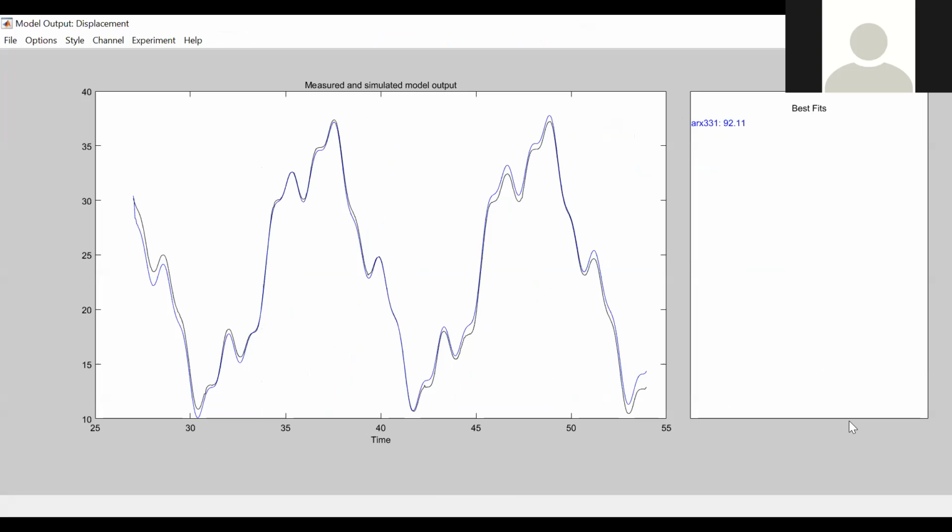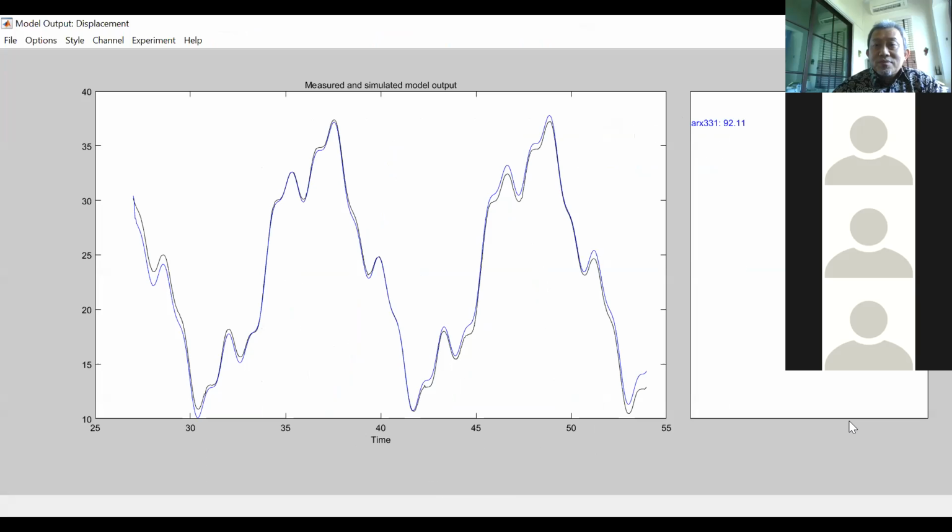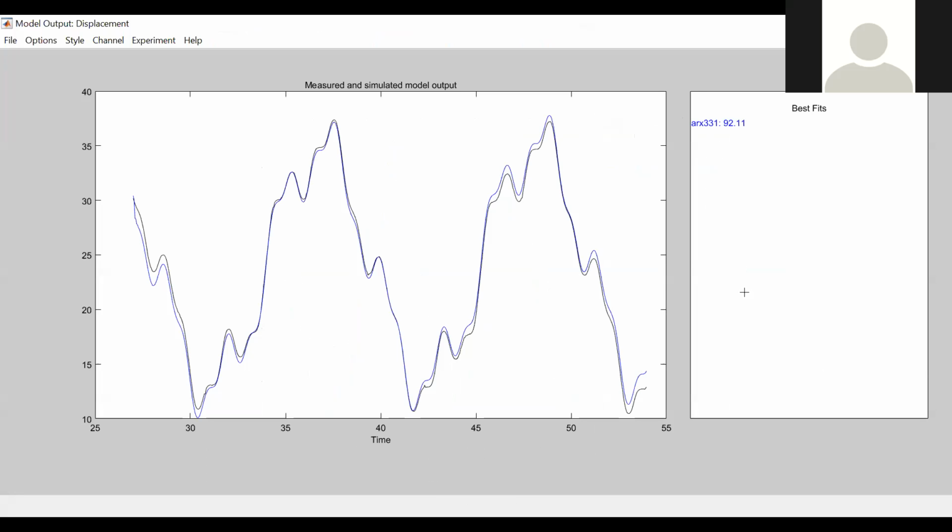Daniel? Oh, Daniel. Ya, saya. Komen sikit. So the best fit value for ARX331 model is 92.11, and 331 meaning that 3 poles, 2 zeros and 1 delay time. Yang tengah tu, 3 tu tolak 1. Okay. 2 zeros and 1 delay.